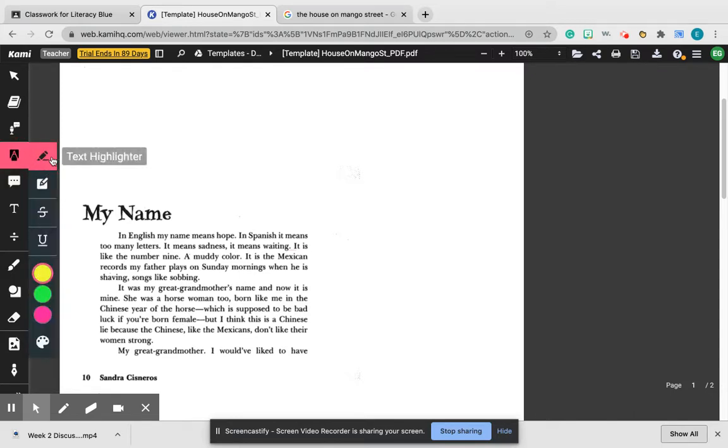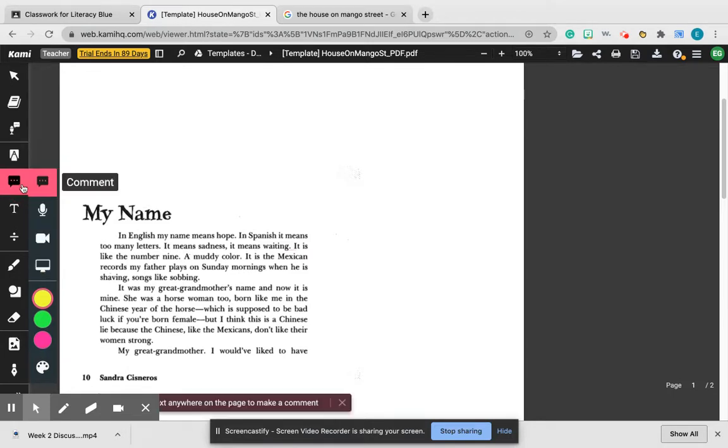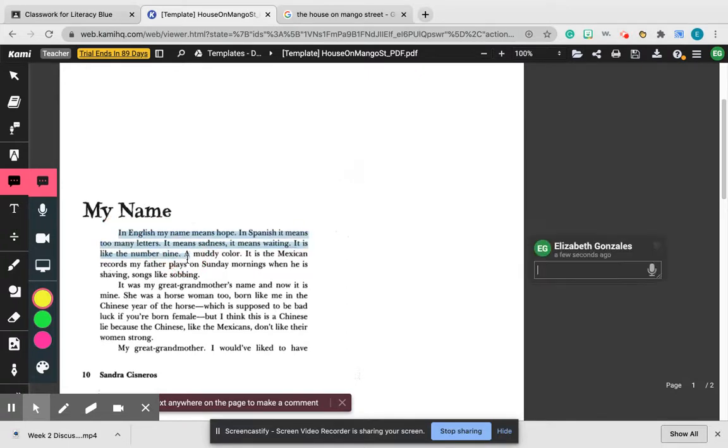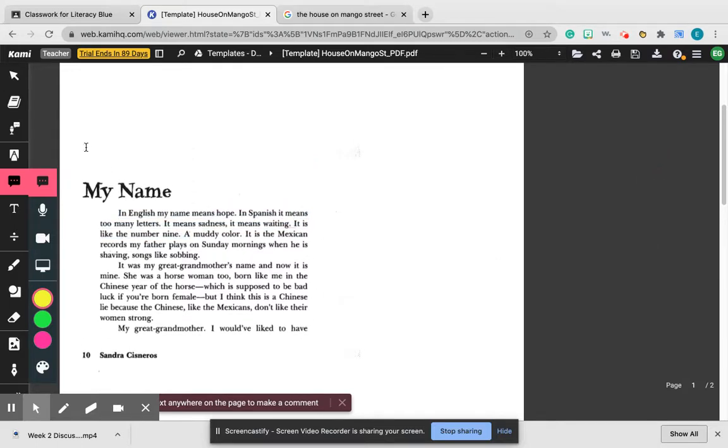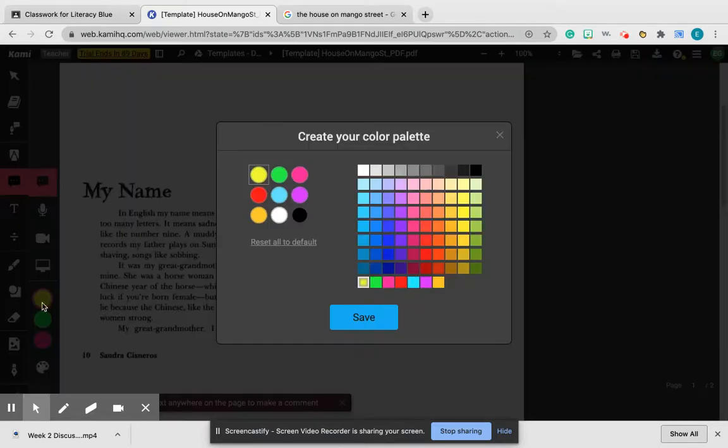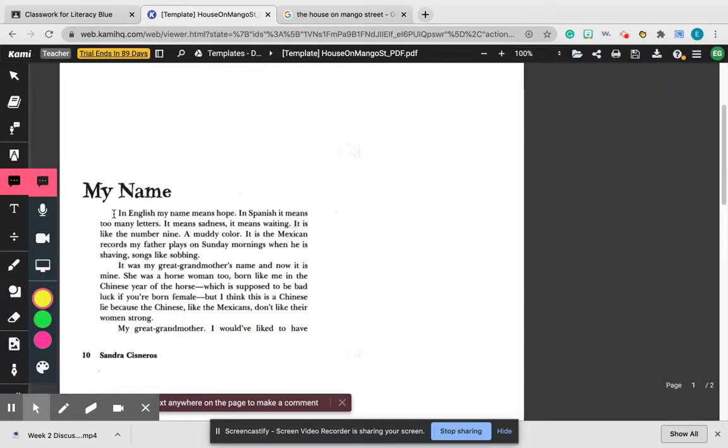You can use either the text highlighter or the box highlighter. Doesn't really matter. Or you can use the comment. See, I'm learning too. But I don't want this now. So we'll go through. You can pick whatever color you like. I've been really feeling this teal blue today. So now let's get going.